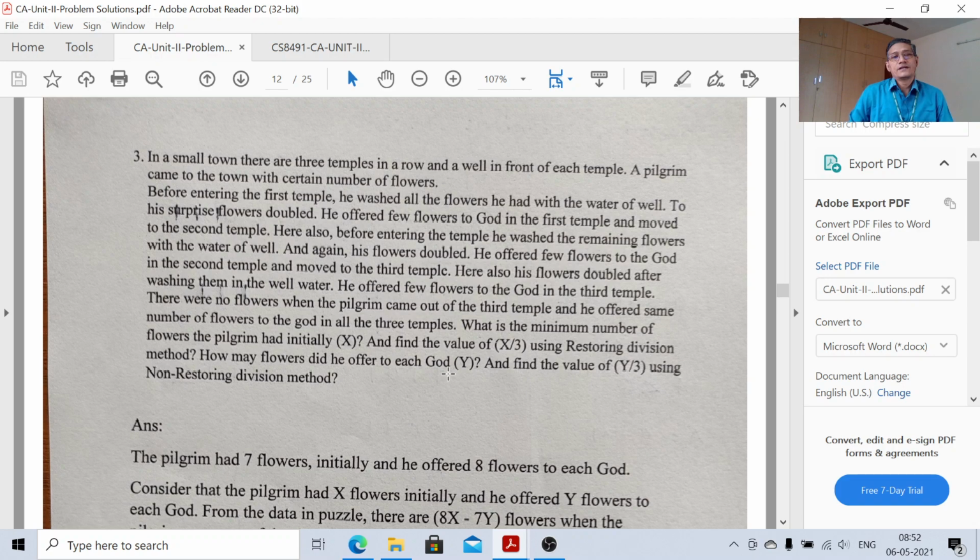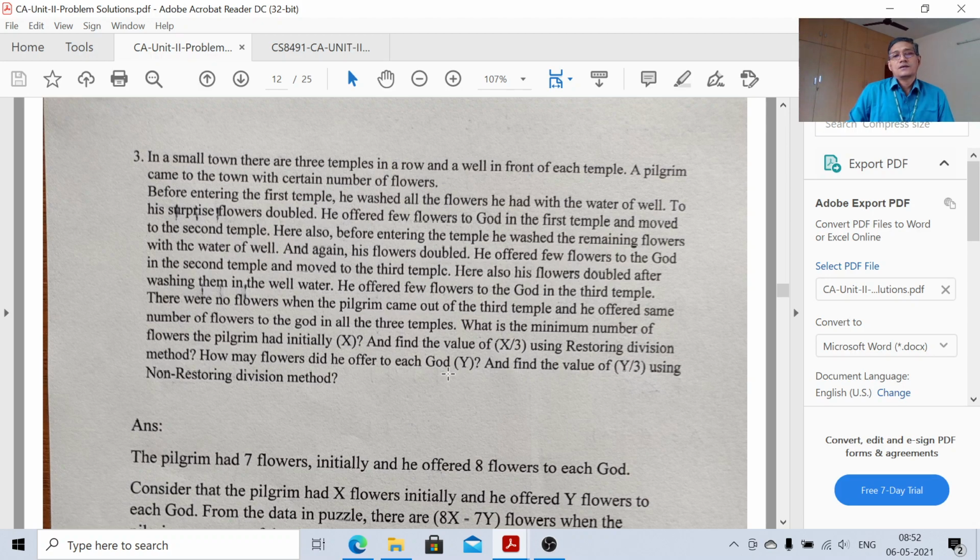Here also, before entering the temple, he washed the remaining flowers with the water of the well, and again his flowers doubled. He offered a few flowers to God in the second temple and moved to the third temple. Here also his flowers doubled after washing them in the well water. He offered a few flowers to God in the third temple. There were no flowers when the pilgrim came out of the third temple, and he offered the same number of flowers to God in all the three temples.